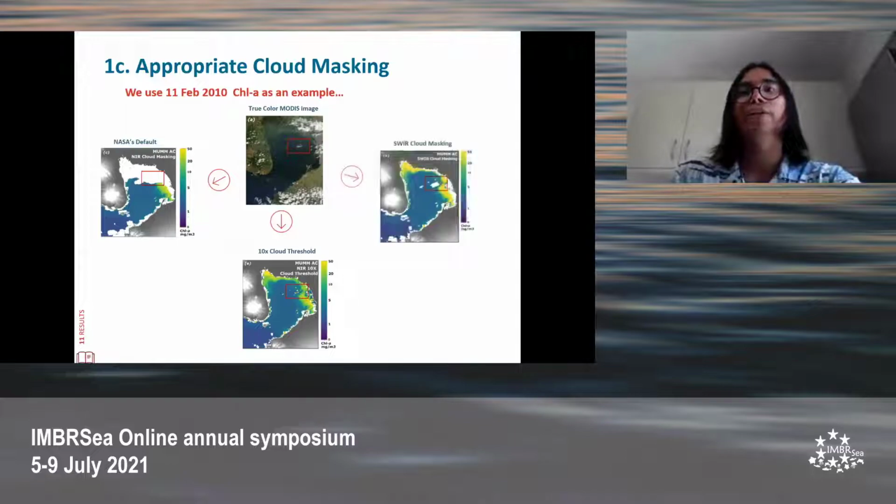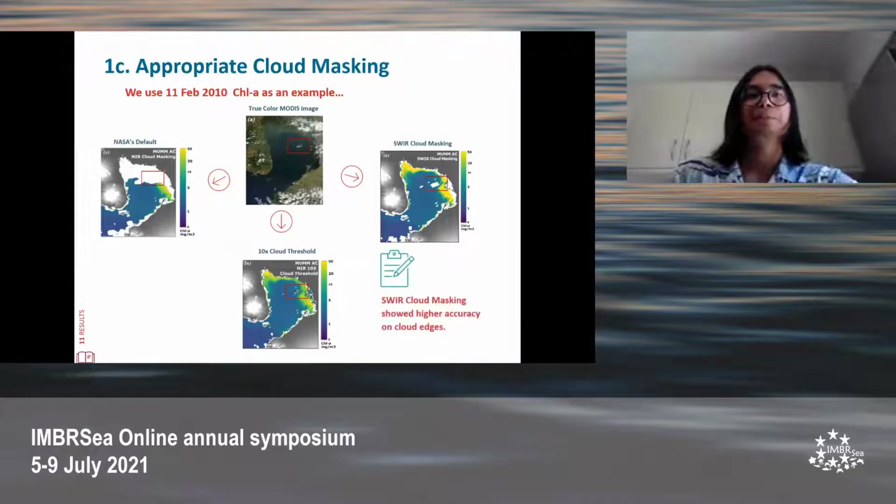We obtained a more accurate masking of the clouds when we used the sphere wavelength. We can see here that the cloud edges were perfectly differentiated from the water, therefore reducing the contamination of the samples. So we use the sphere cloud masking instead.